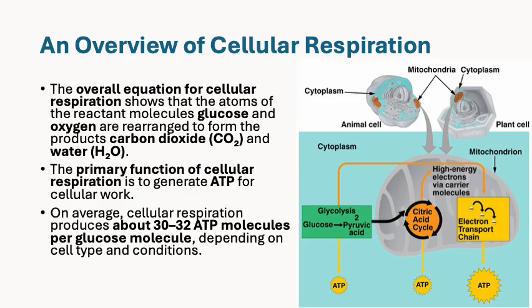The overall equation for cellular respiration shows that glucose and oxygen are rearranged to form carbon dioxide and water. The atoms are simply reorganized, but during that rearrangement, energy is released and captured in the form of ATP. The primary purpose of cellular respiration is to generate ATP for cellular work. On average, each molecule of glucose produces about 30 to 32 ATP molecules, depending on the cell and its condition.